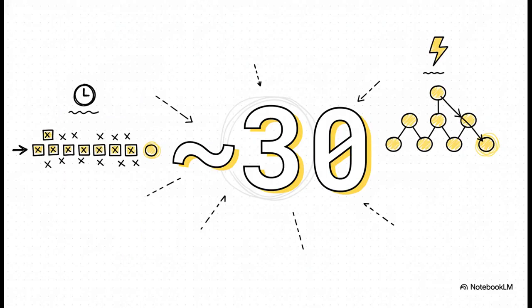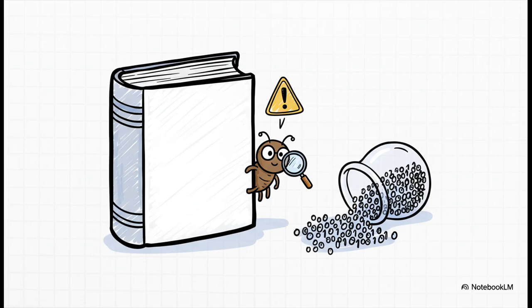Let's make this totally real. To find one number among a billion sorted items, a linear scan might take a billion operations. Binary search, it takes about 30. 30! That's the difference between waiting for minutes and getting an answer instantly. It's a whole different reality.